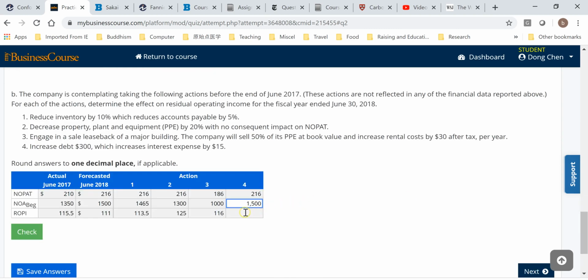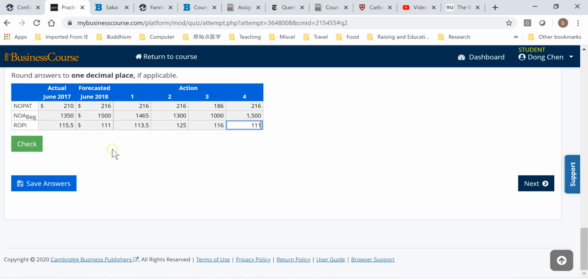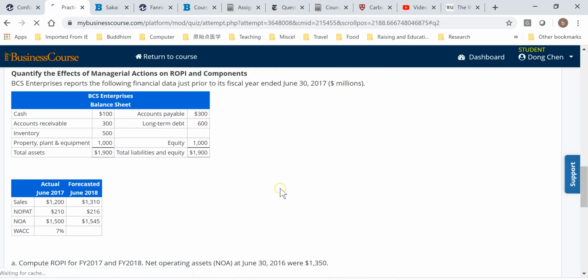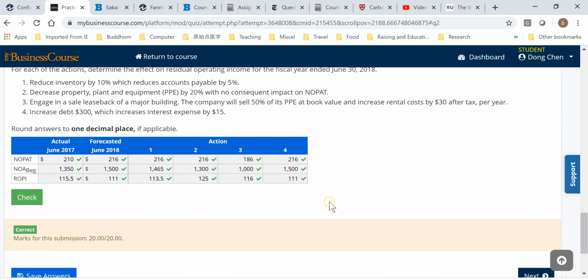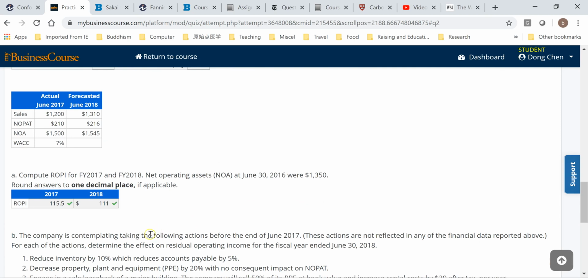And ROPI is still 111, right? So I just copied the second column number here. So now let me check my answer and see whether I've done it correctly.